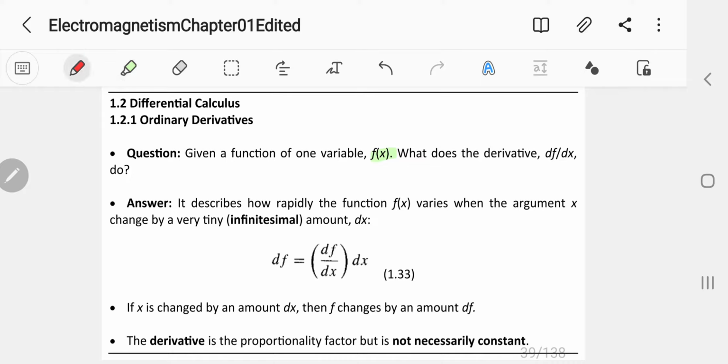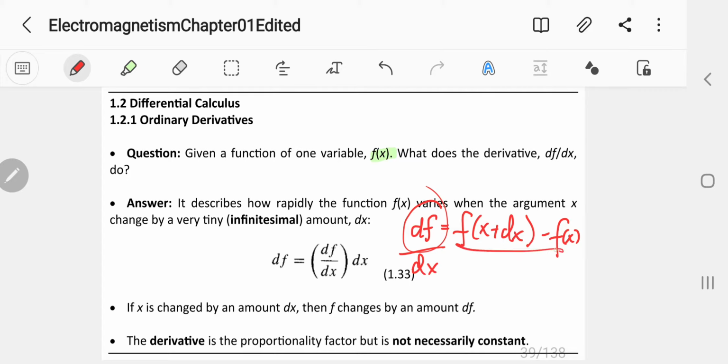So when you have a function and you want to get the derivative, in basic calculus df is just equal to f of x plus dx minus f of x. This is the df, the derivative of f. So if you want the derivative of f with respect to x, then you just divide this by dx.